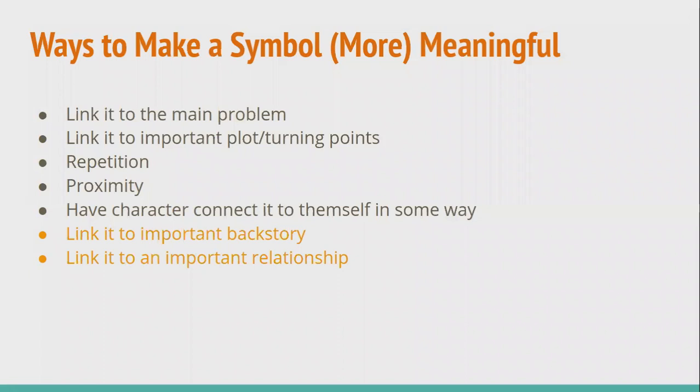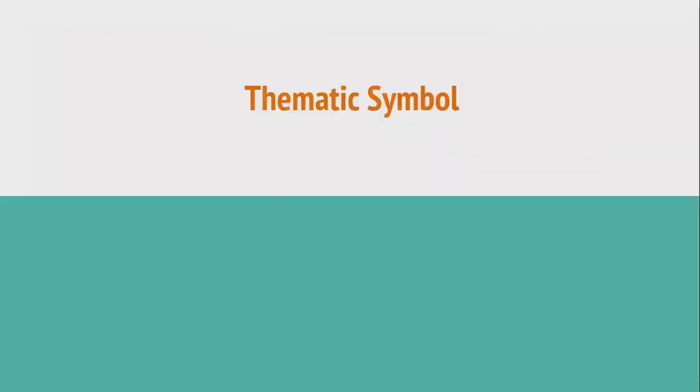So those are the steps for creating an objective correlative that goes through the whole book. Now we have the thematic symbol, and the only reason that I've separated the two of them out is because you can have a really involved objective correlative through the whole plot of your book that isn't quite a thematic symbol, but is really, really close.